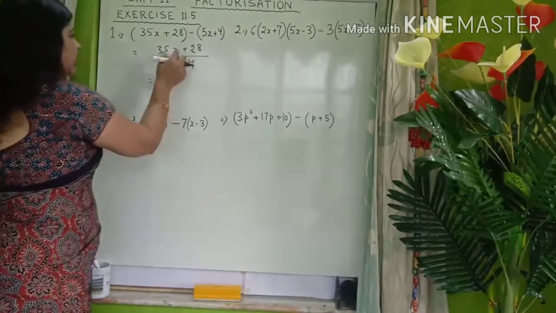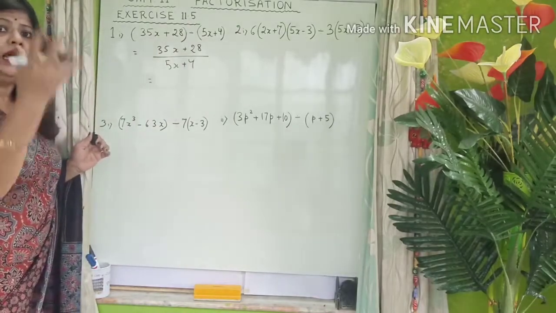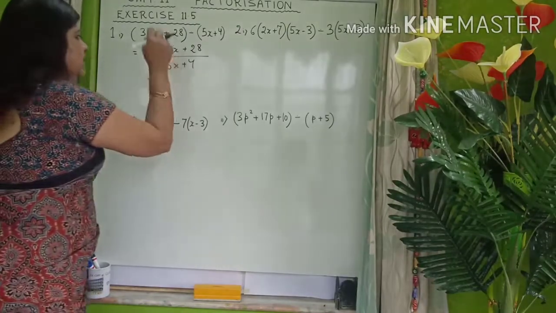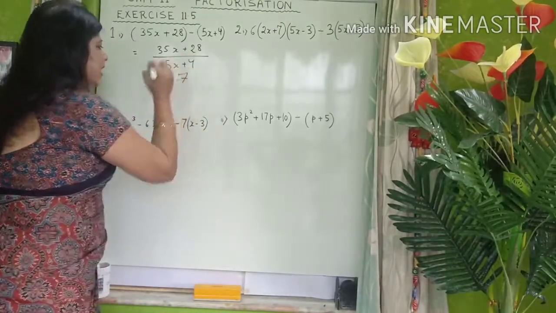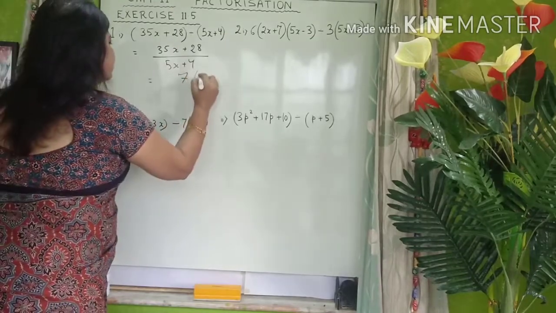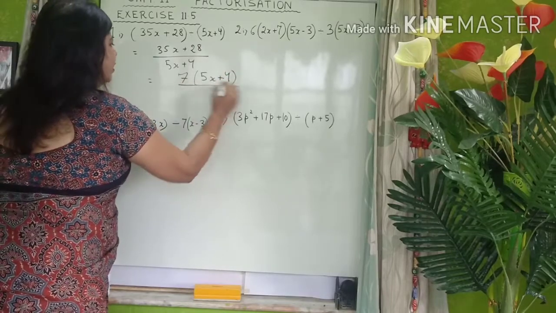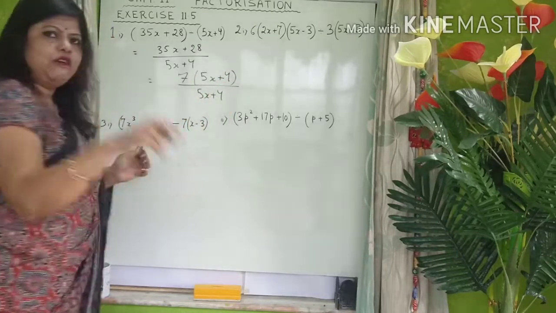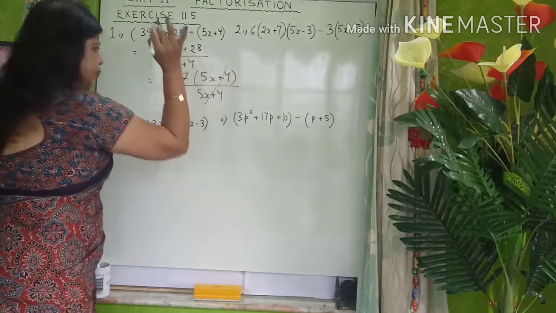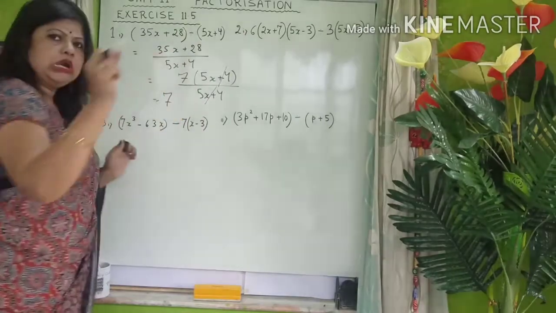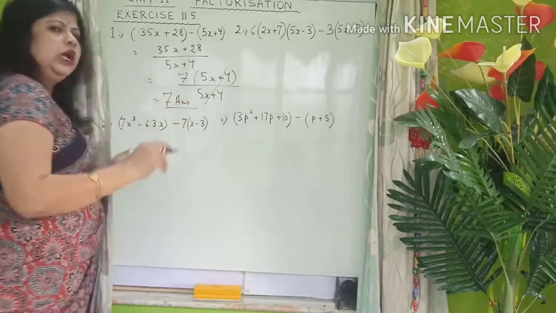So what to do? 35x plus 28. We have to take out the highest common factor. So what is the highest common factor of 35 and 28? It is 7. So as I take 7 common, what remains? 7 5s are 35, 5x, plus 7 4s are 28. So students, you see, our sum is done. You have got 5x plus 4. So 5x plus 4, 5x plus 4, cancel off. What is the remaining amount? 7. So our answer is 7. Come to the next question.